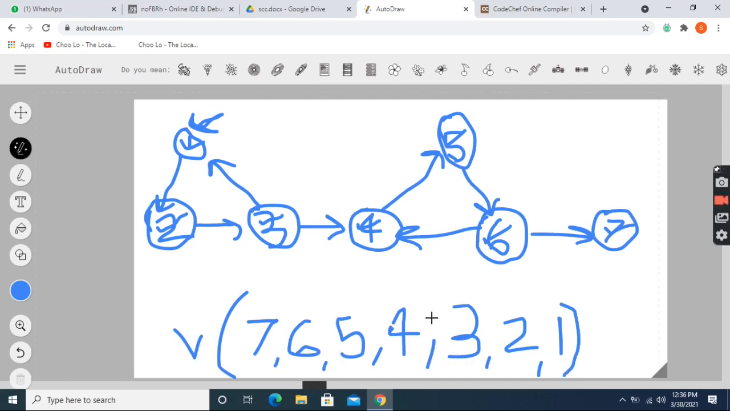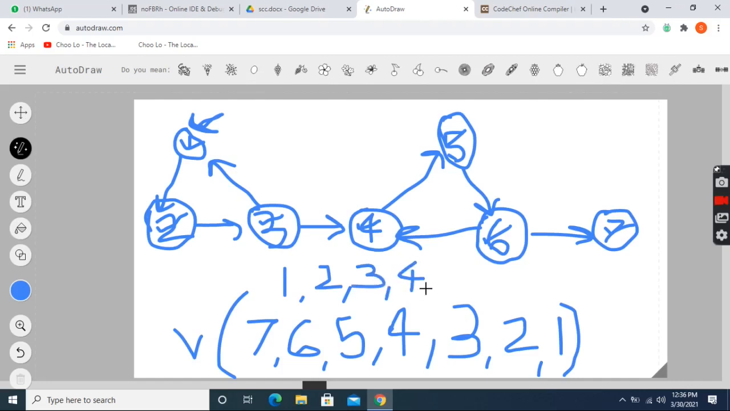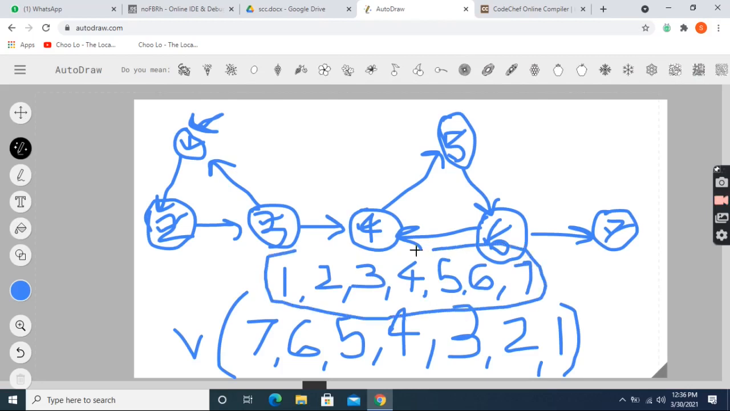So this is the vector that I obtained on doing my first step of the algorithm, and as we did before, we reverse this vector, and then we obtain the order as 1, 2, 3, 4, 5, 6, 7. So this is the order that I have obtained. This is what we store in the new vector.